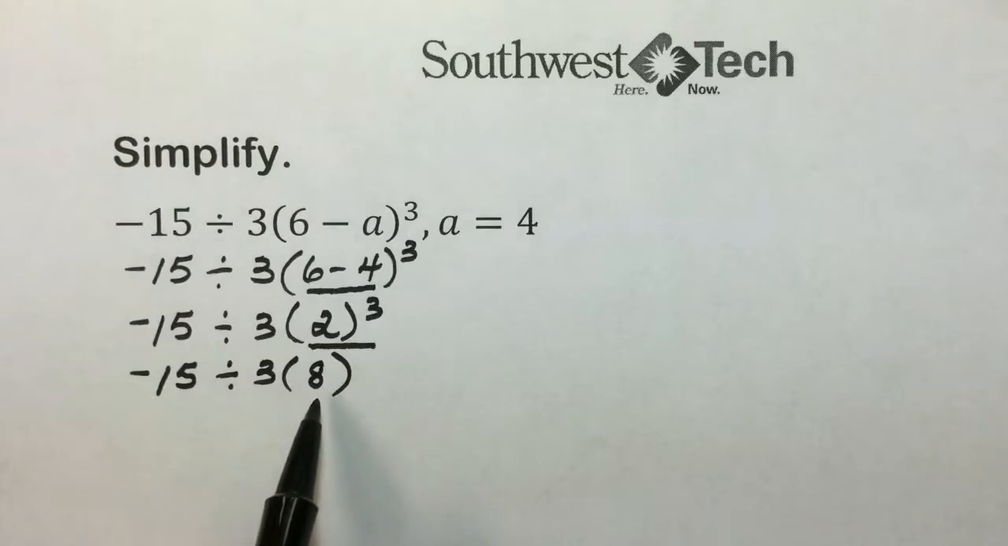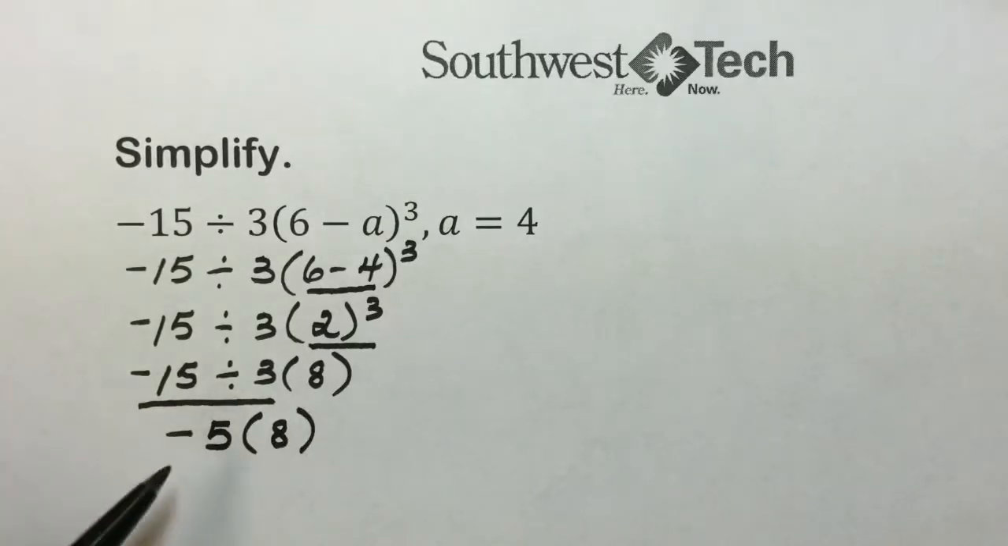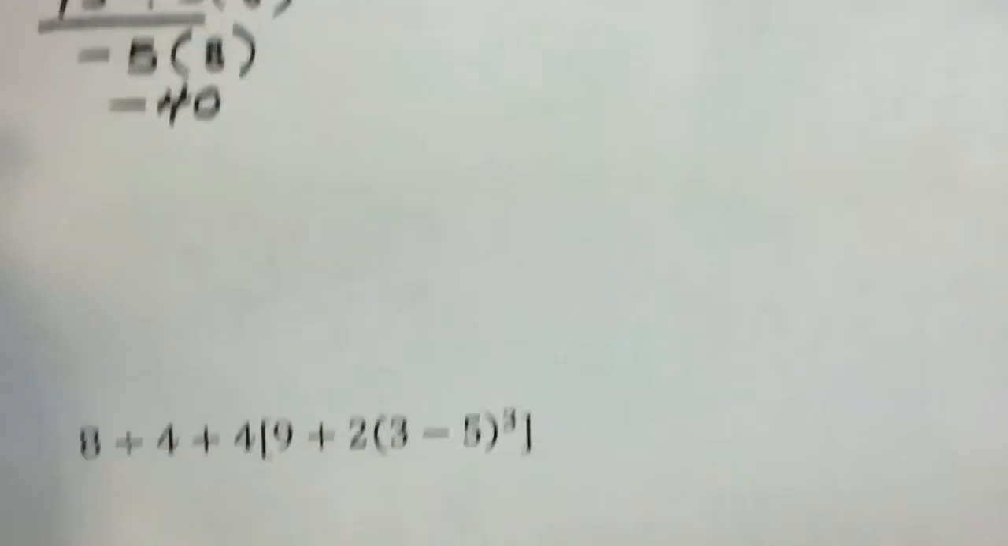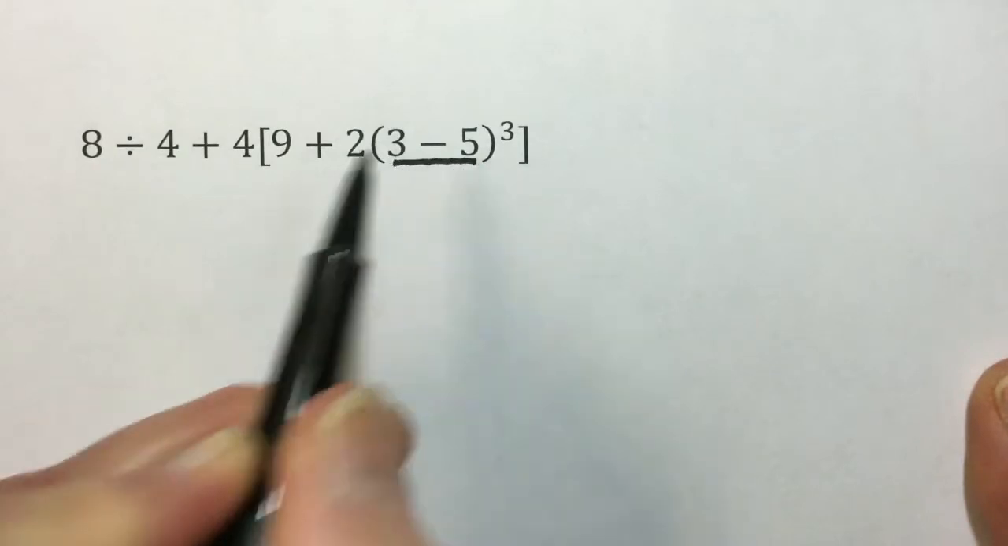It might be tempting to multiply here, but follow the order of operations for the universal convention of simplifying an expression. In this case, negative 15 divided by 3, a negative 5 is the result. And last, we'll multiply that answer by the remaining operation of 8, resulting in a solution or simplified answer of negative 4.